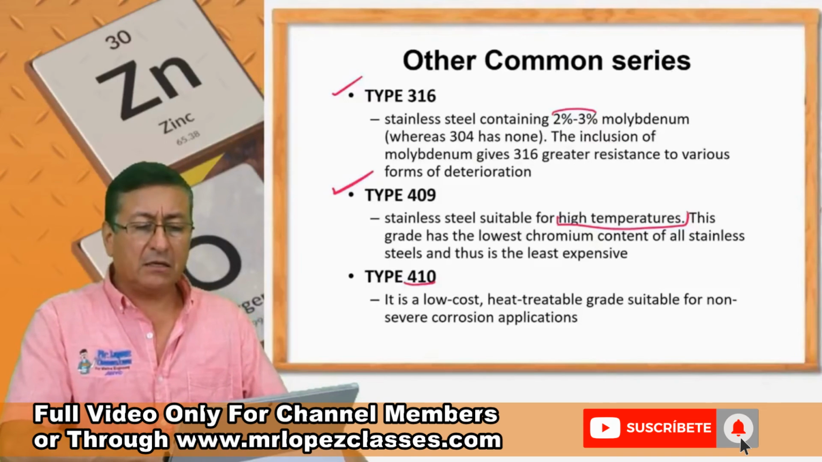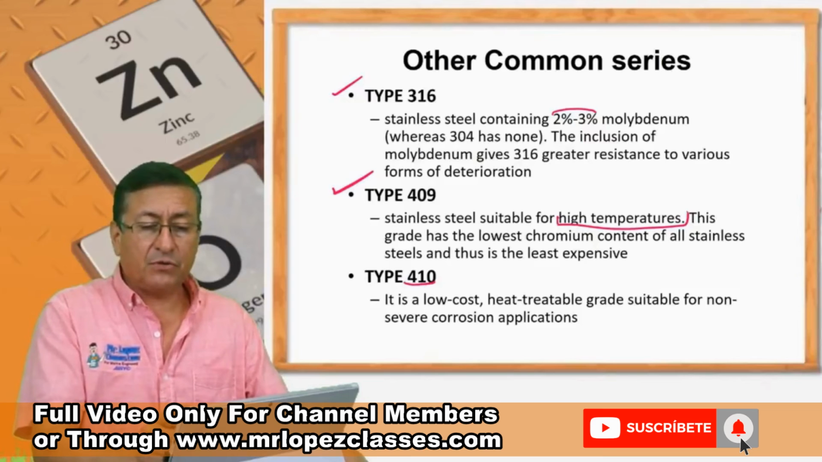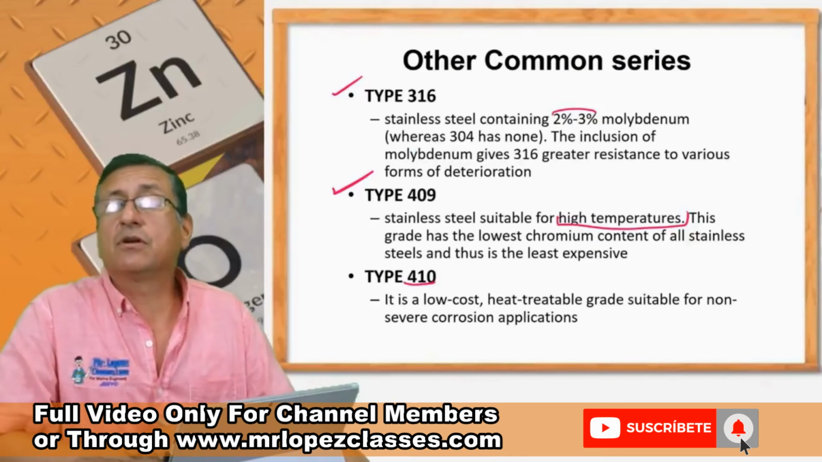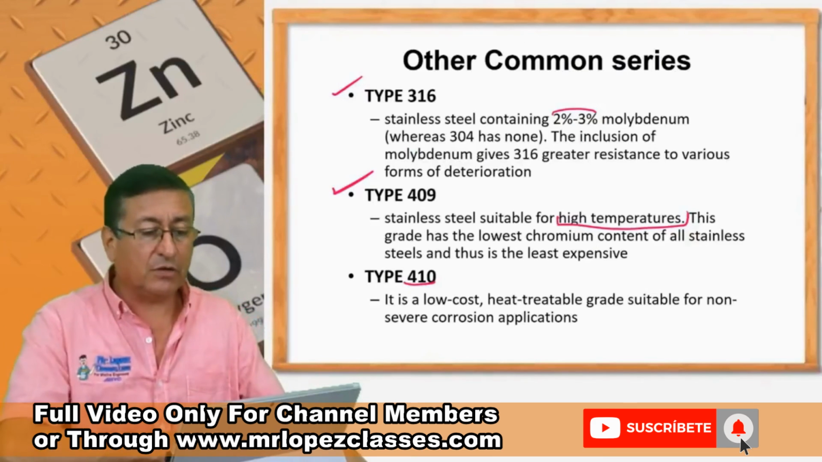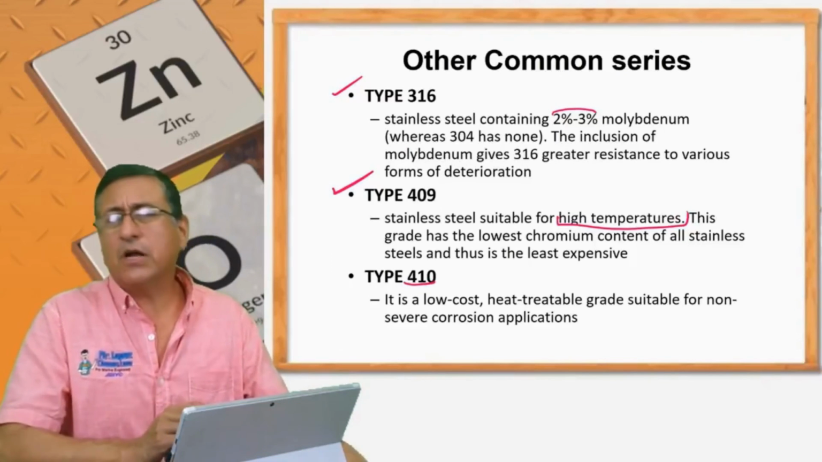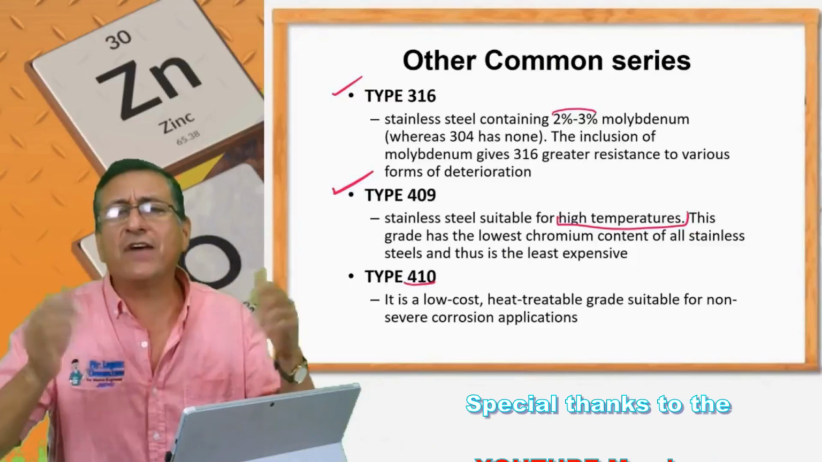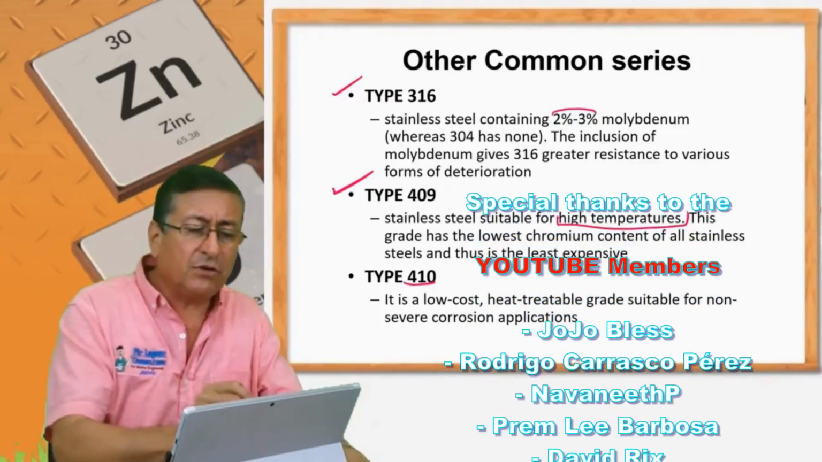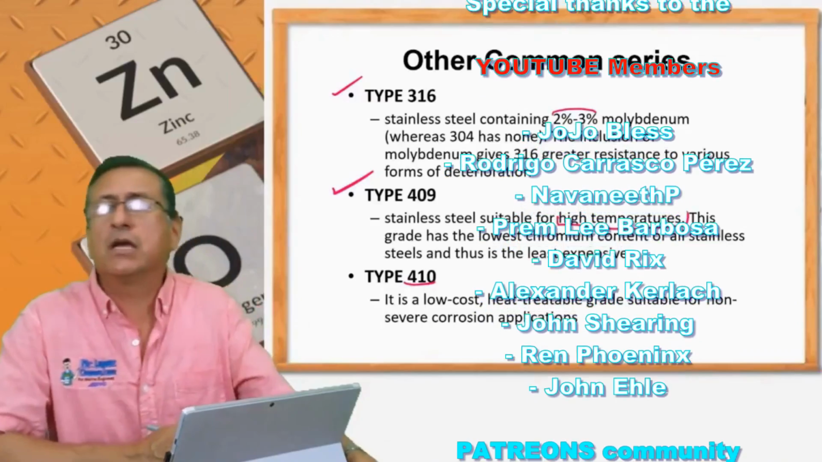The 409 is excellent for high temperatures. It's used in the fabrication of exhaust pipes, especially for diesel engines. And the 410 is for areas where the corrosive environment is not too high. For that reason, this is very common in marine application.